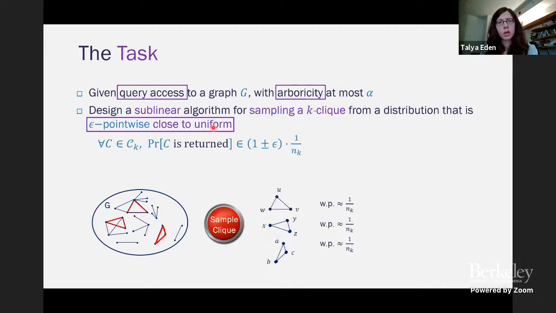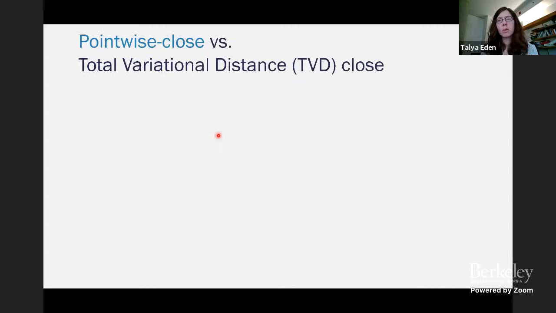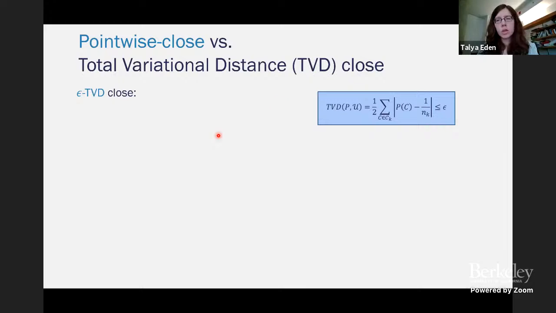But before, let me spend another second on this definition of epsilon pointwise close to uniform, and why we care about it. The more standard definition of distance, when we talk about distributions, is the total variation distance, or the L1 norm. The distance of the distribution P to the uniform is just 1/2 of the sum over all elements C of the mass that P gives this element, minus 1 over n^k, and the total sum should be at most epsilon.